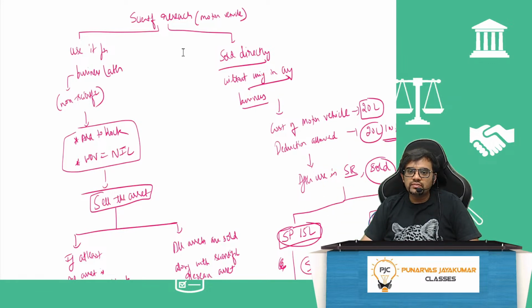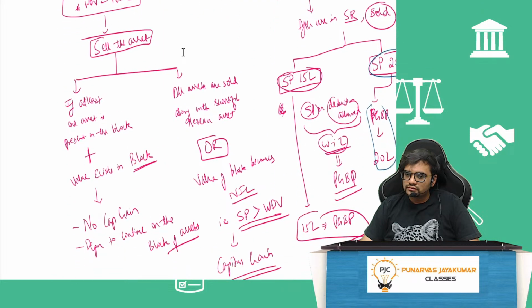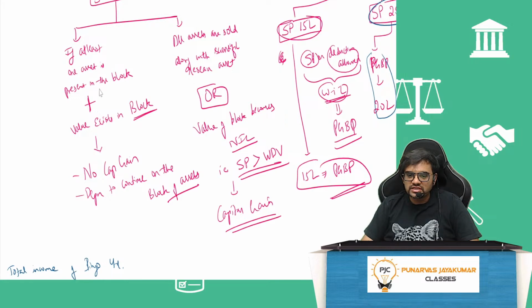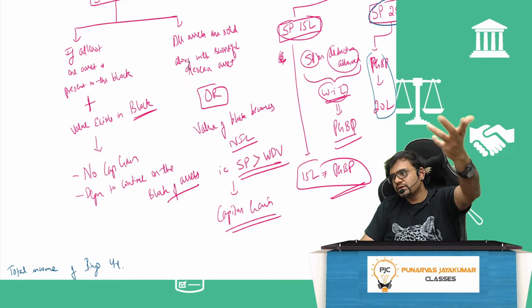The moment it is added to my block, it will lose its individual value. So if at least one asset is present in the block and value exists in the block, then no capital gain, depreciation continues on the block of assets. If all assets are sold along with the scientific research asset, or the value of the block becomes nil, that is, selling price is greater than WDV, then what? Capital gain. That's normal. The asset is added to the block, then it becomes the block concept.